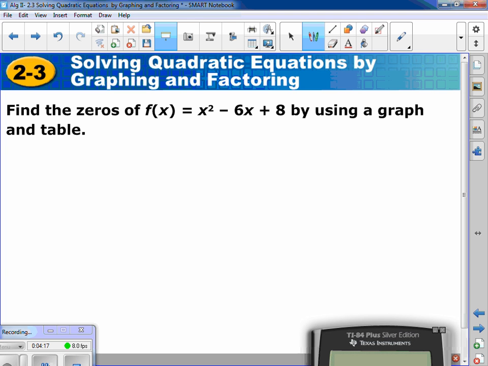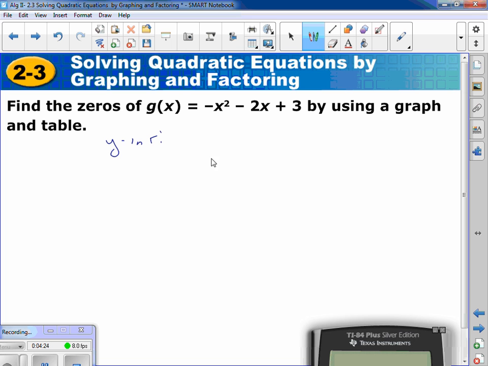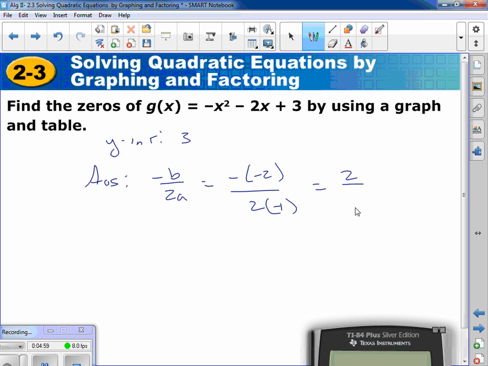First thing we need to look at, what's your y-intercept? 3. How do you know that? It's your c value. Now we need to find our vertex. To find your vertex, the first thing you need to find is your AOS. AOS is negative b over 2a. Negative, what's your b? Negative 2. Times 2 times, what's your a? Negative 1. Negative 2 is positive 2. 2 times negative 1 is negative 2. 2 divided by negative 2 is negative 1.